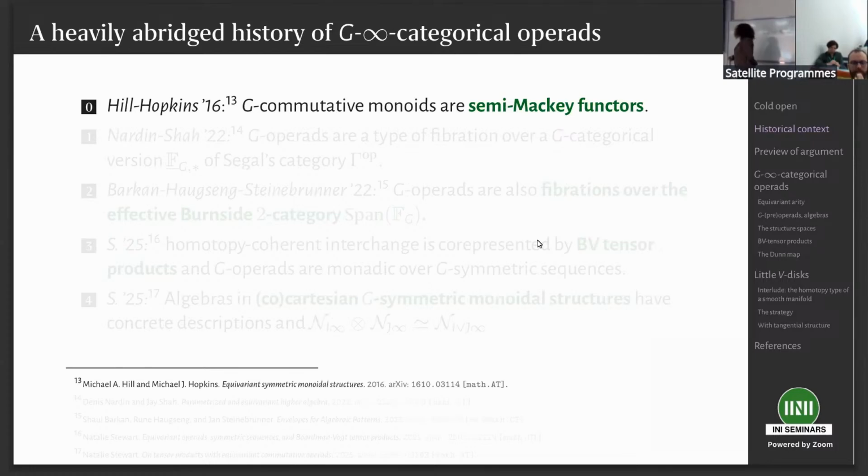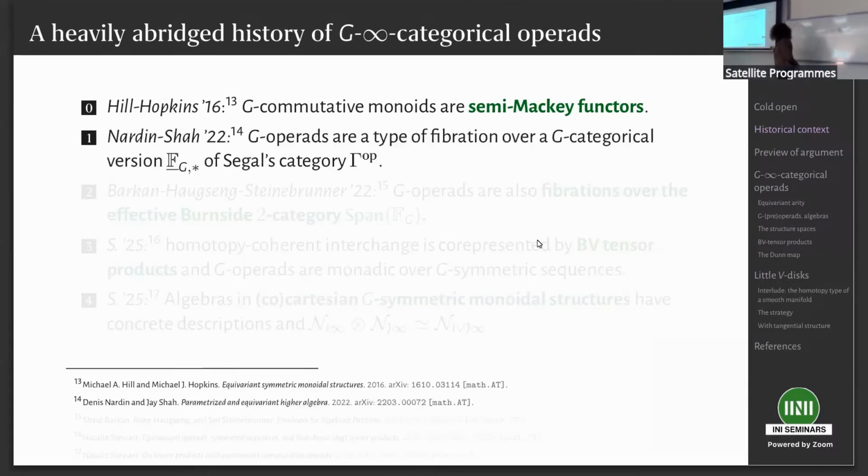So I'm going to assume you all are very happy with them. They're like Mackey functors, but you don't assume that the things are abelian groups. You assume that they're commutative monoids. And in a Lurie-esque maneuver, about 6 years later, Nardin and Shah put out a paper called Parameterized and Equivariant Higher Algebra that very straightforwardly generalizes Lurie's model for infinity operads there.